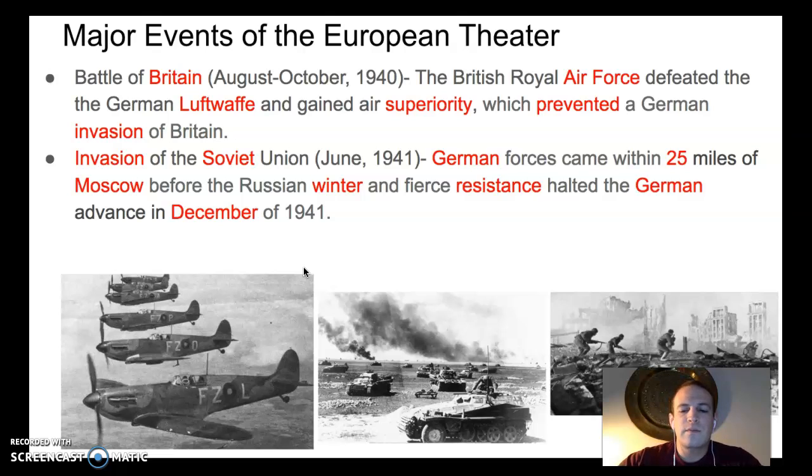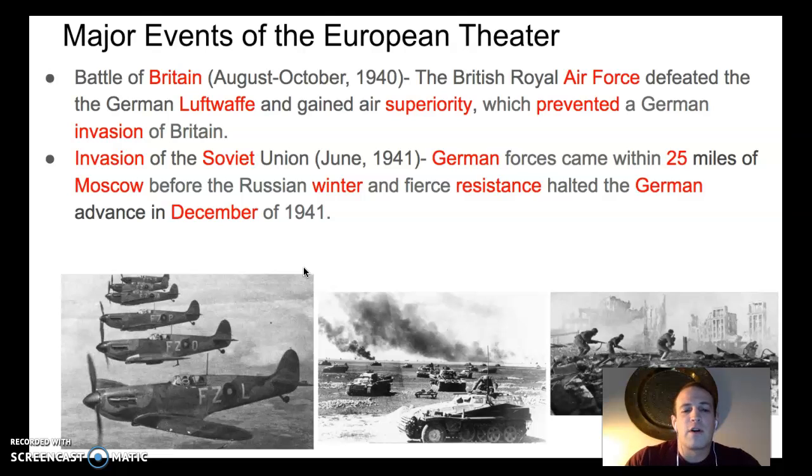So Hitler launches this invasion of the Soviet Union in June of 1941. Initially, the invasion goes very well for Germany. The German forces have a three-prong attack, three different armies going into the Soviet Union, and these armies are going dozens and dozens of miles into Russia, and eventually get within 25 miles of Moscow.